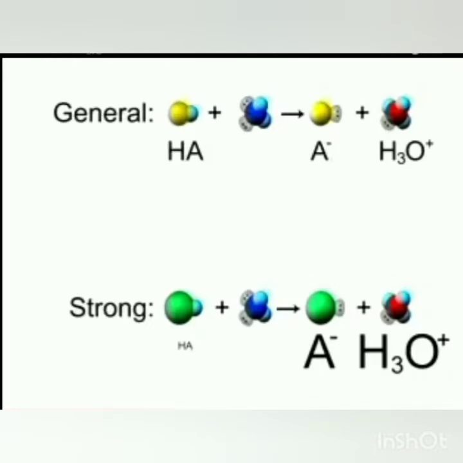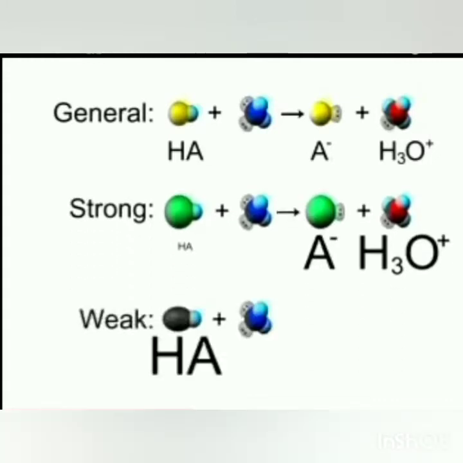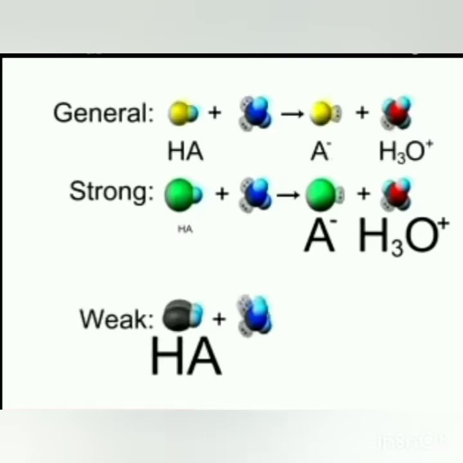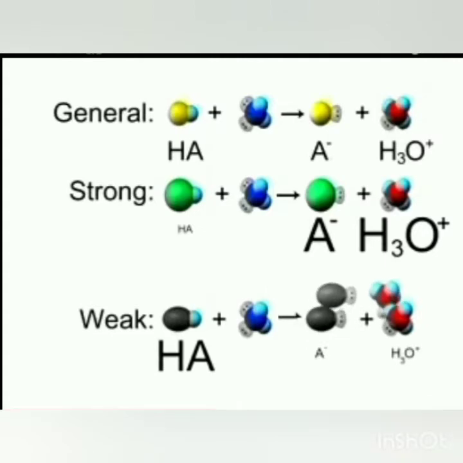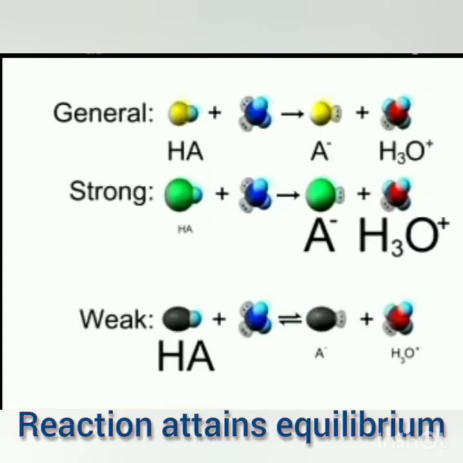In contrast, when a weak acid is dissolved in water, the proton transfer takes place for the formation of hydronium ions, but at the same time the reverse reaction is also possible, where again the proton is transferred back to the weak acid. That's the reason why the hydronium ion concentration here is very less when compared to the original concentration of acid.